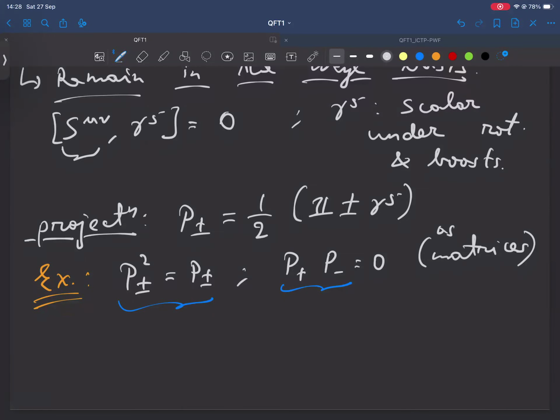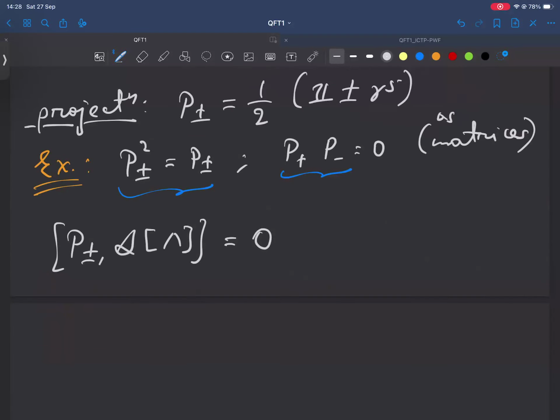So you can now show with the definitions that if you take P plus minus and you act it with the finite Lorentz transformation in the spinor representation, then it actually gives you 0.